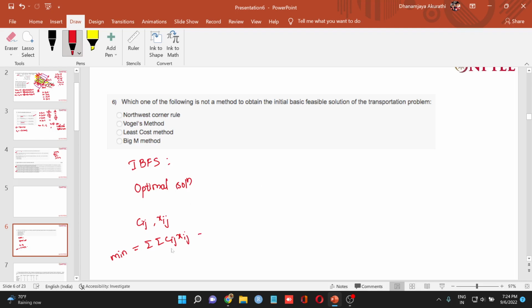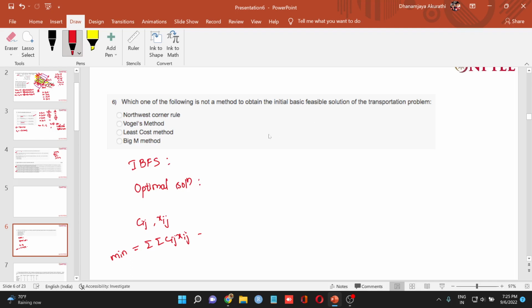So it is also a kind of linear programming problem because it is in linear form of decision variables, that means Xij, and also in cost. It is a linear programming problem. So now in a linear programming problem, we can solve for the optimal solution by using the simplex method or big M method or two-phase simplex method or like that.